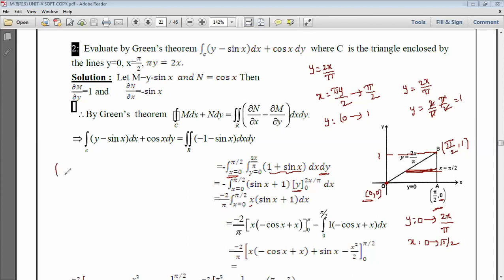We already discussed this type of integral. Integration by parts, you can apply to x sine x, using Bernoulli's formula. That is x into the integration of sine x, which is minus cos x, minus the derivative of x, which is 1, times the integration of the previous one, which again gives minus sine x. Then you substitute the limits 0 to pi by 2. You need to remember that cos pi by 2 is 0 and sine pi by 2 is 1. Only these things you need to remember. Then you get the value for this.